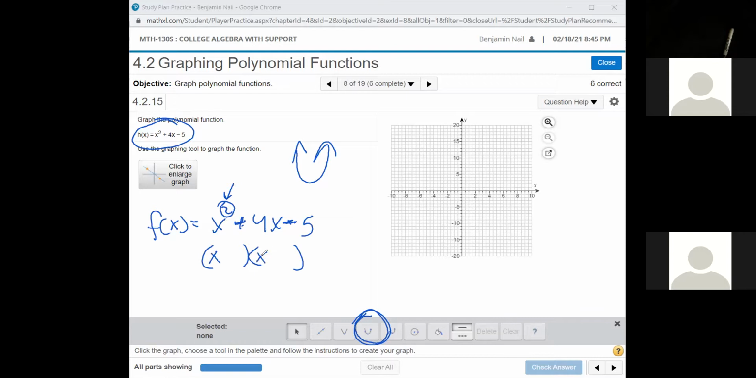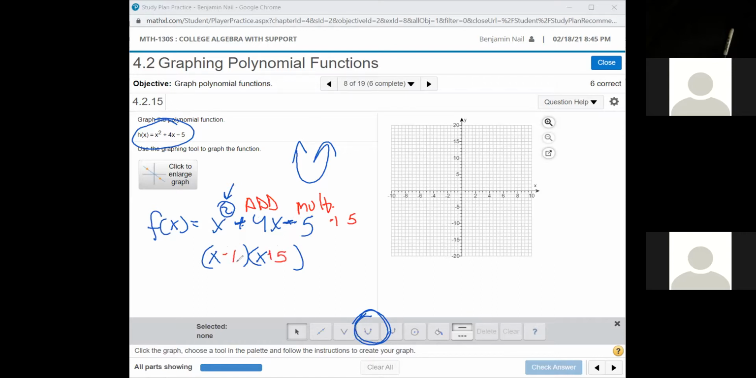Again, I'm looking for numbers that multiply to get -5 and also add to get +4. The only numbers that multiply to get 5 are 1 and 5. In fact, the negative tells me one of these needs to be negative, and -1 plus 5 does give me +4.